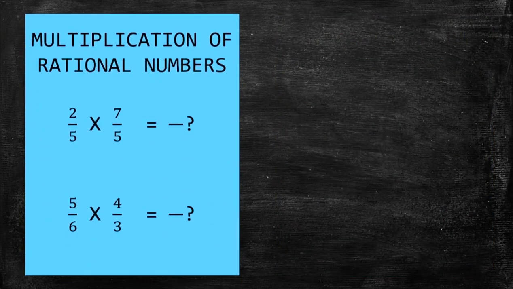Multiplication of rational numbers. Unlike addition and subtraction, no need to take LCM here. Just multiply the numerator with numerator and denominator with denominator. What is 2 into 7? 14 upon 5 into 5, 25. So it is 14 by 25. Similarly, you have to do 5 by 6 into 4 by 3. Just multiply the numerator and the corresponding denominator.